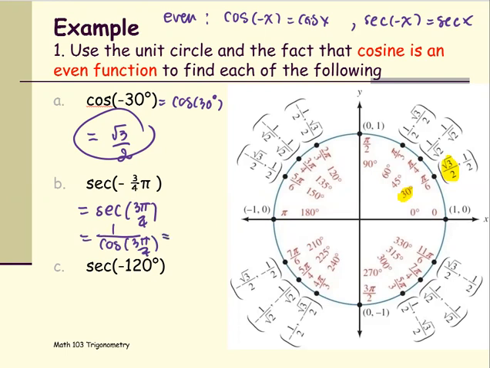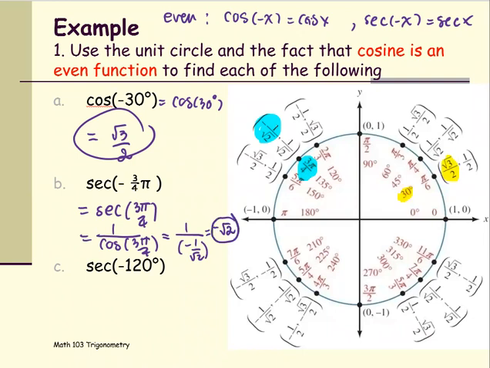Cosine of 3 pi over 4. 3 pi over 4 is located in the second quadrant, and we can look at the first coordinate. Therefore, the secant of negative 3 pi over 4 is the reciprocal of the value negative 1 over square root 2. And then the final result of this, or the simplified form, would be negative square root 2.